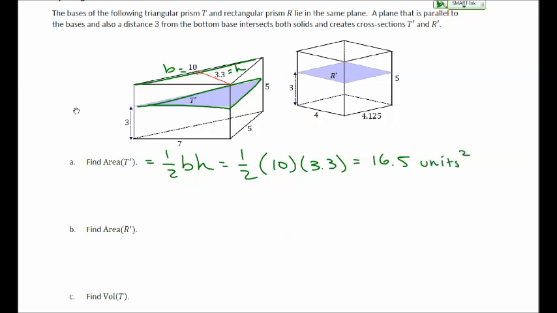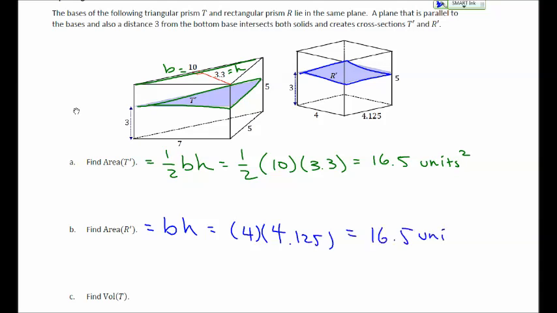Now R prime is this rectangular region right here. Looks like a square. It's close to a square, but isn't quite a square. And so this area is base times height, like all rectangles. And the base, I'll say it's 4, and the height is 4.125. And we also get an area of 16.5 square units.